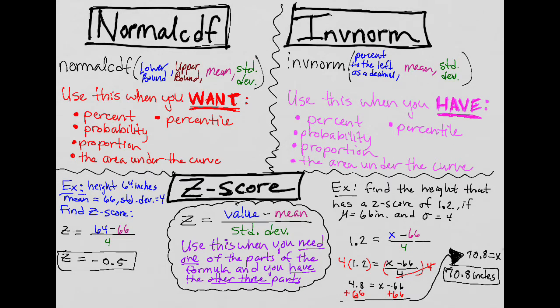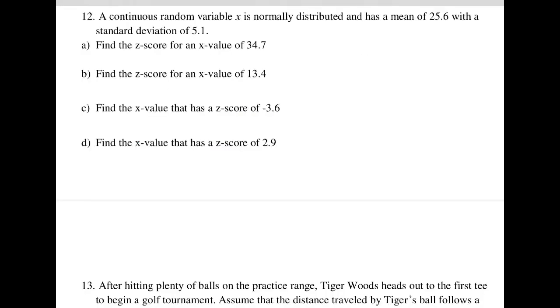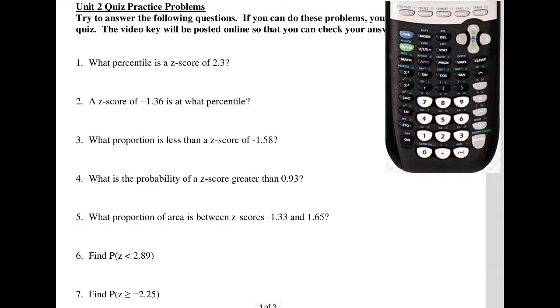And then your z-score formula, that is when you have 3 of these things that are in the formula, and you need one of them. So the z-score is one of those things, the value, the mean, and the standard deviation. So if you're missing one, but you have the other 3, then you could use this formula. And there's 2 examples here on the right and the left, so feel free to screenshot this page if you need it. But I'm going to go back and we're going to work on some of the problems that are on this practice sheet. So first, question number 1 is asking for the percentile a z-score of 2.3 has.